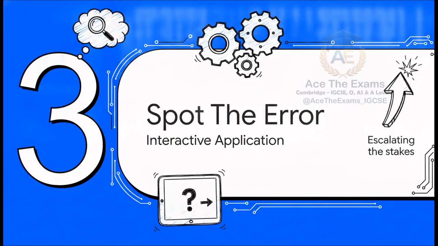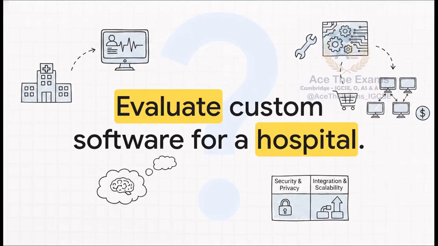Part 3. Interactive Application. Spot the Error. Let's see how this builds in real life. We're going to escalate the stakes right now with a realistic 9626 scenario to test your brand new structural framework. I want you to actively engage with this next part.